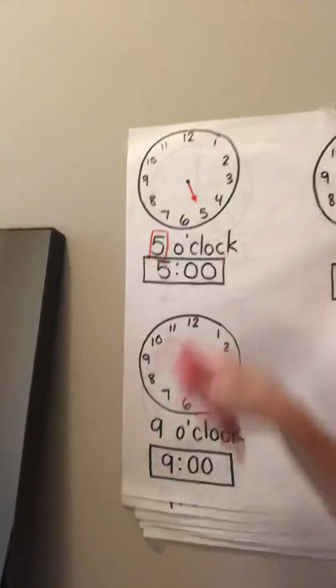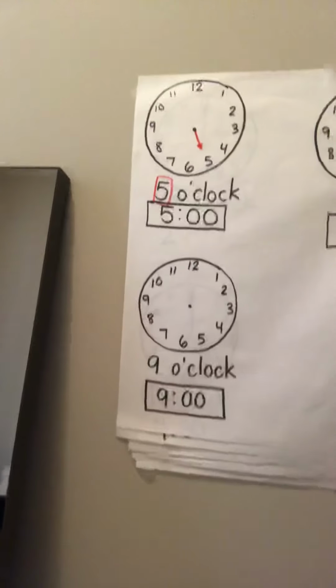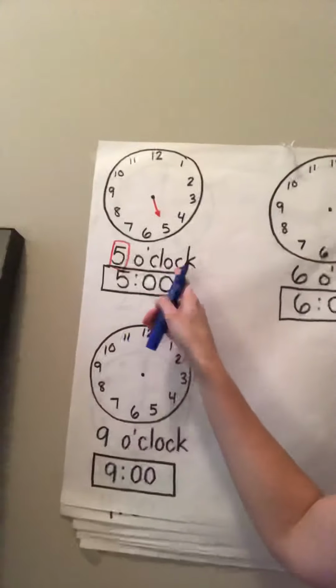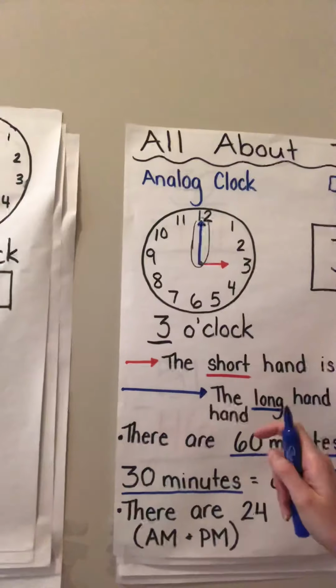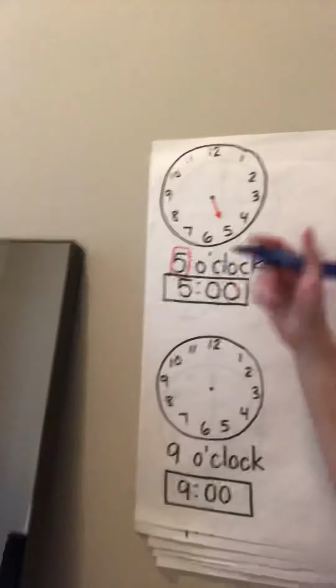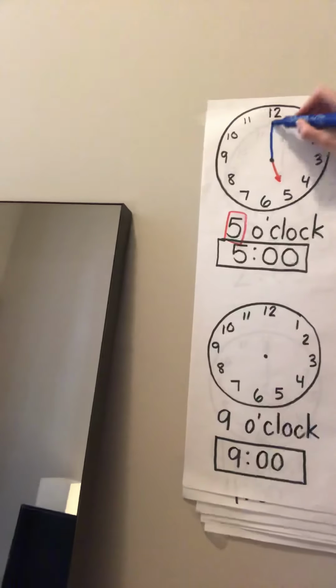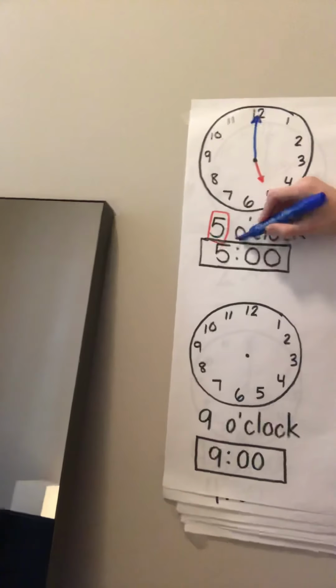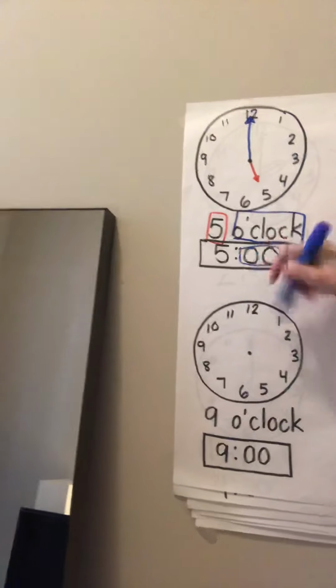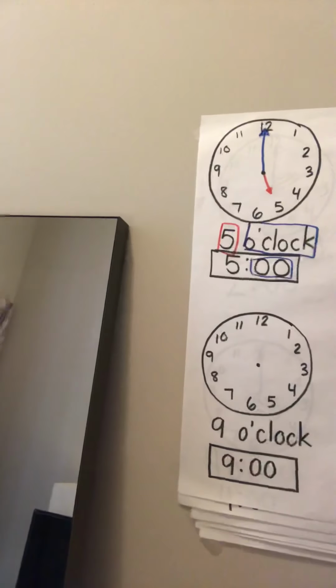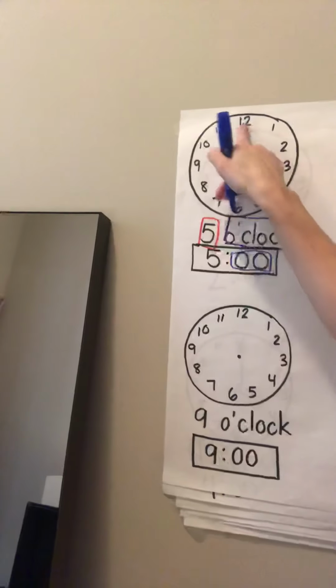Then the o'clock, who remembers where does my minute hand go for o'clock? Let's look over here to review. Where is my minute hand to show o'clock? Right, it goes to the 12. So my minute hand will go all the way up to the 12. So this second part, the o'clock or the 00, my minute hand goes to the 12. So now we have 5 o'clock.